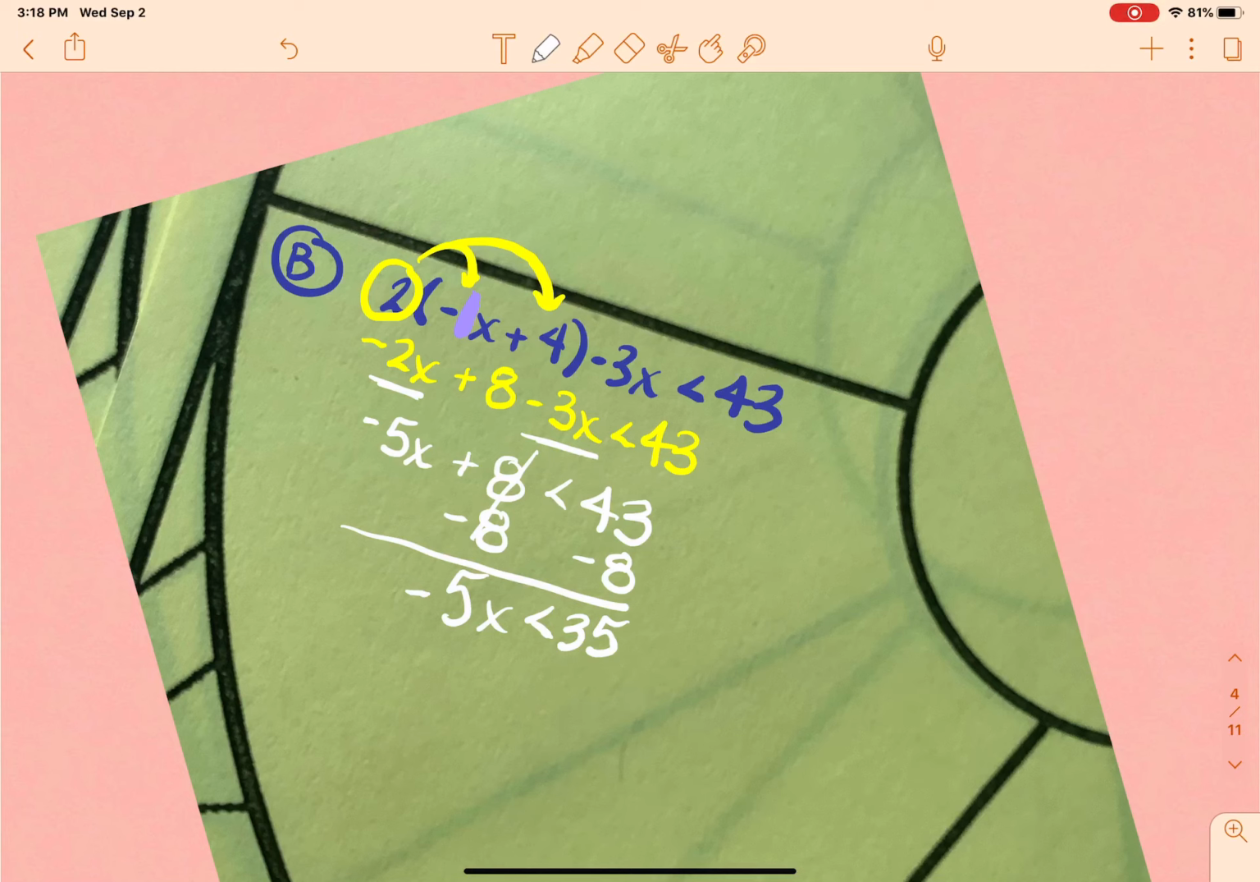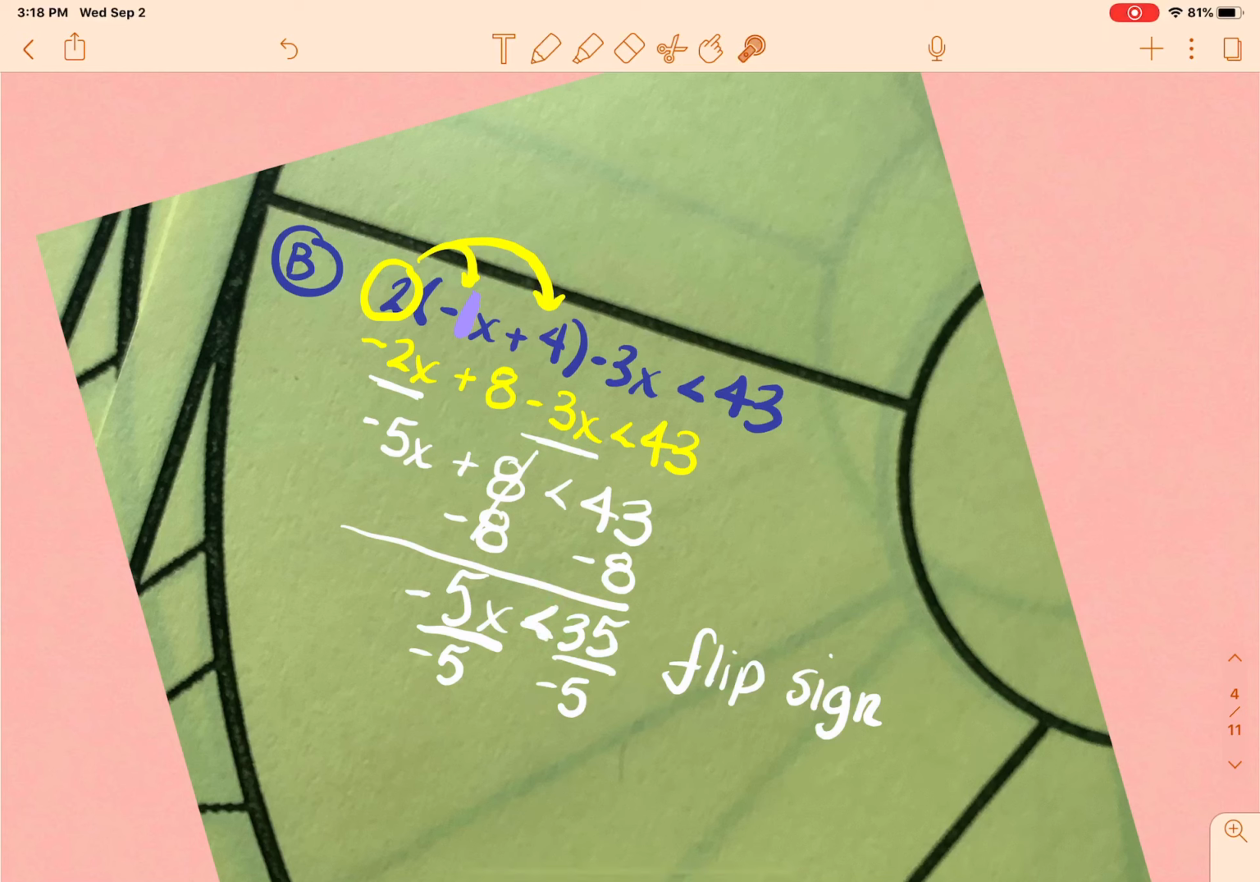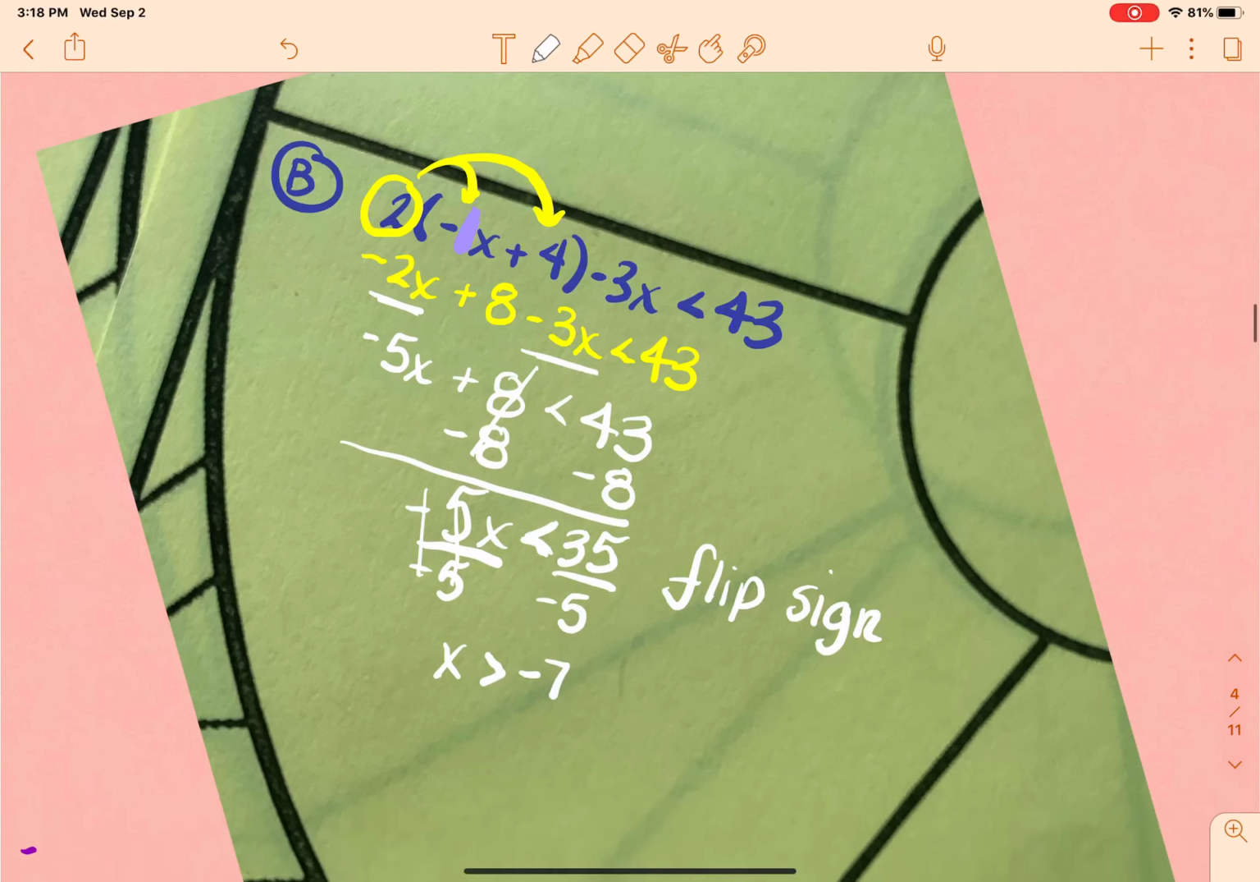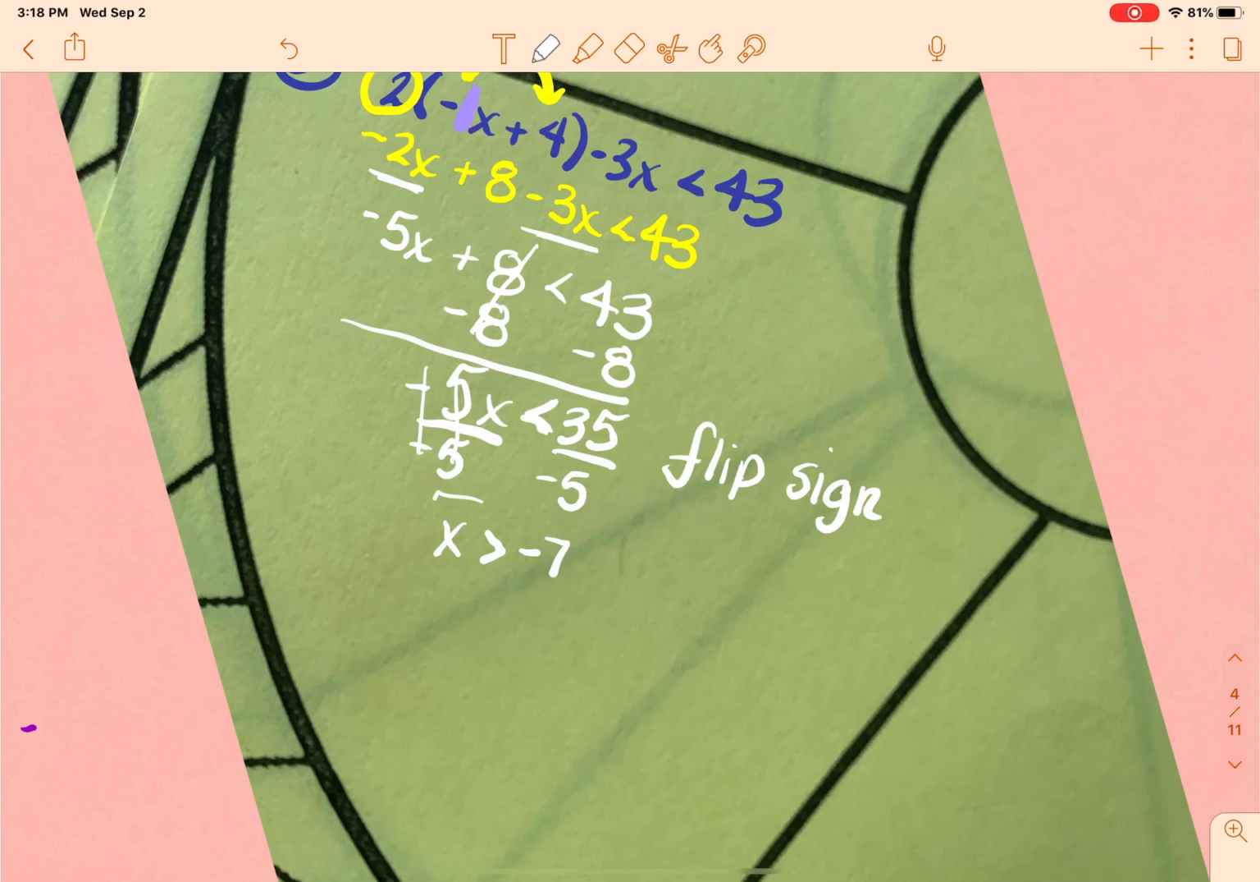Now, to get x by itself, I'm going to have to divide by negative 5. Now, this is a spot where I'm going to have to flip my inequality sign because I just divided by a negative number. So that means that if this one is less than, it's going to become greater than. These cancel, and I'm left with x. And 35 divided by negative 5 is negative 7. So here is my final inequality.